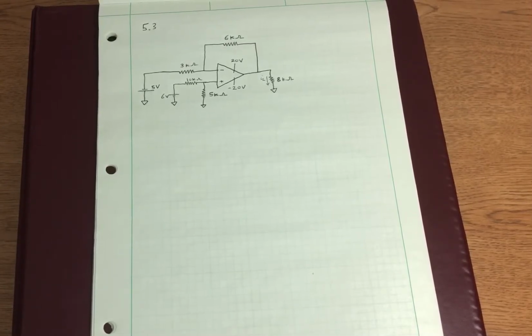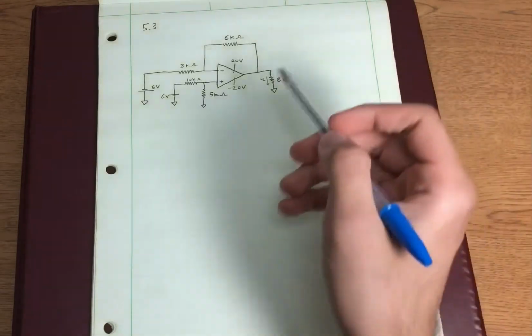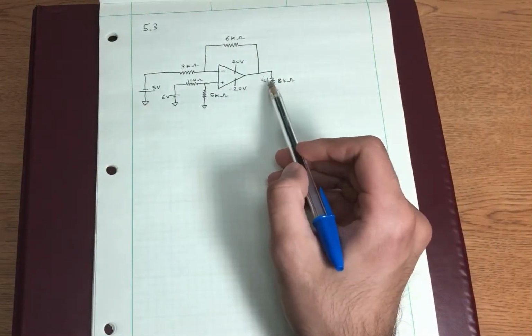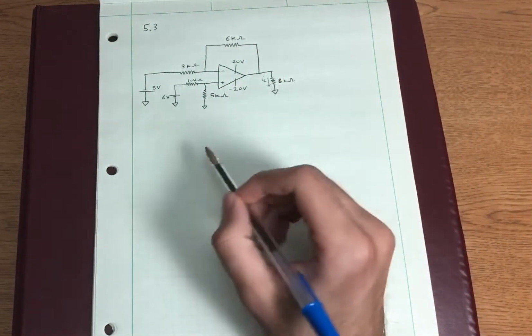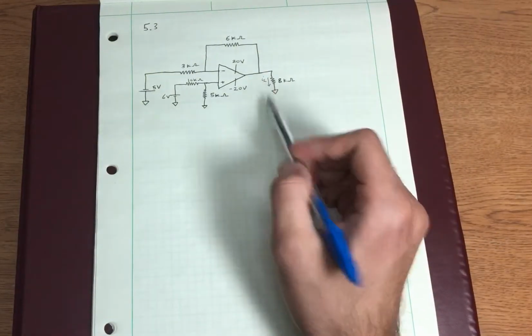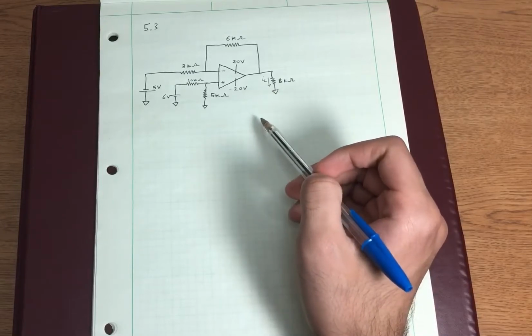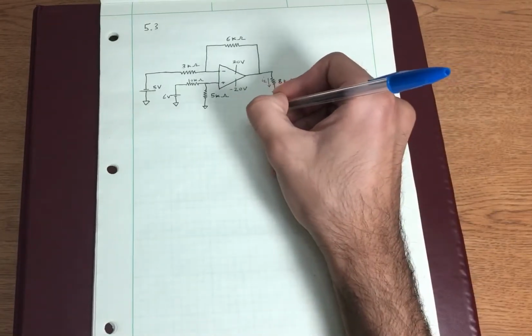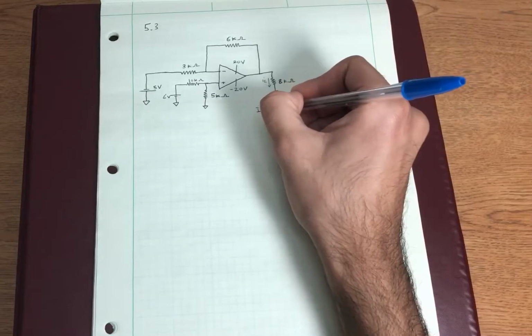In this video, we're going to be going over problem 5.3 from our textbook. Now, this problem asks us to find the current IL through this 8 kilo ohm resistor. So, before we start doing calculations, we need to figure out what exactly we're asked for. So we know we want to find this current IL, and from Ohm's law we know that I is equal to V over R.